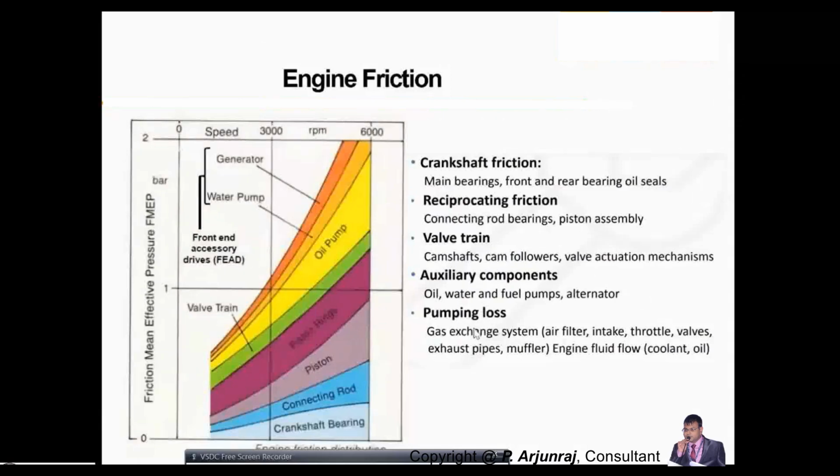And you also need to reduce the pumping loss, meaning the difference between the work output and the work input. During the exhaust stroke and the intake stroke, you need to reduce the pumping loss. Again, that strategy you need to carry out with the help of the cooling and lubrication activities.